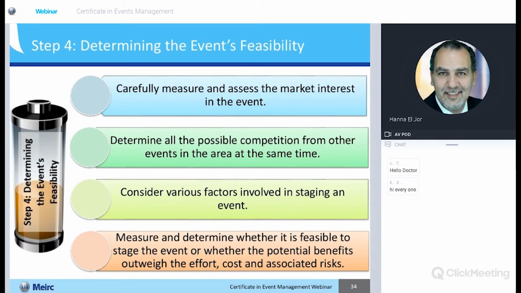Carefully measure and assess the market interest in the event. Is the market, or the town, or the country, or your organization interested in this event, or is it going to be just a loss for you, loss of time, loss of financial resources? Okay, consider various factors involved in staging an event. Many factors: the timing, the budgeting, the political and the security and the safety issues that may be going on in a certain country or a certain city.